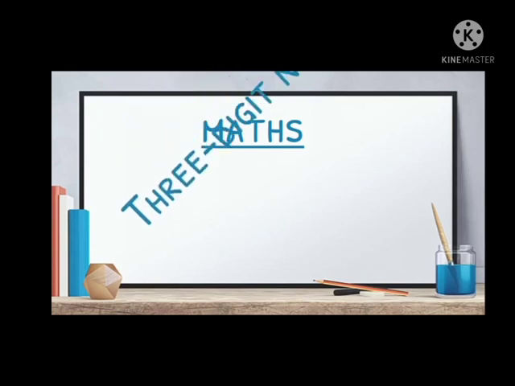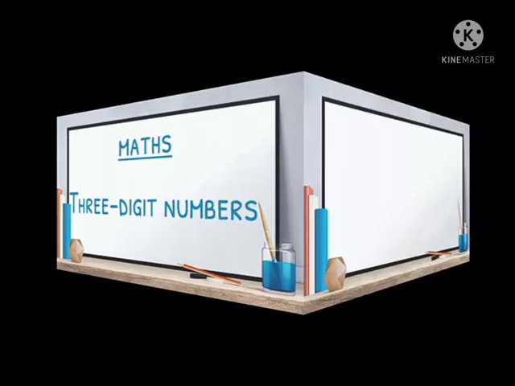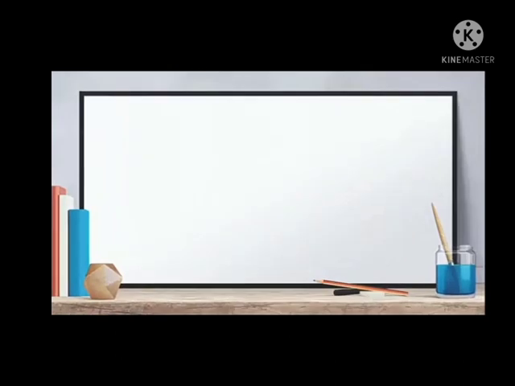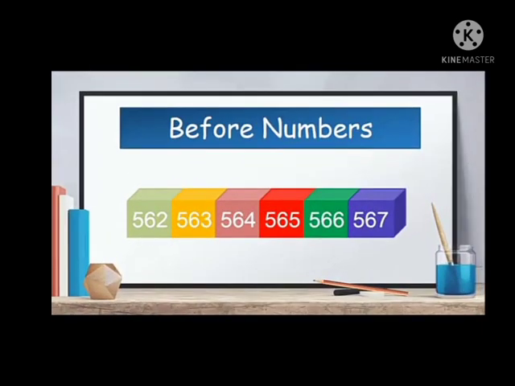Okay children, let us revise what is after number, before number and between numbers of 3-digit numbers. First let us see before number, between number and after number. Then we can do the textbook works. Let us see the before numbers. What do you mean by before numbers?